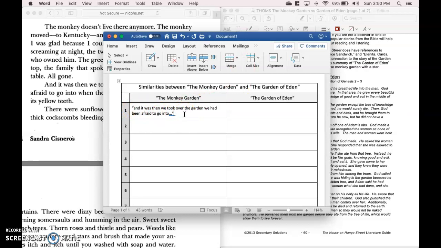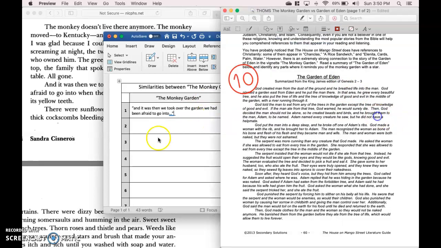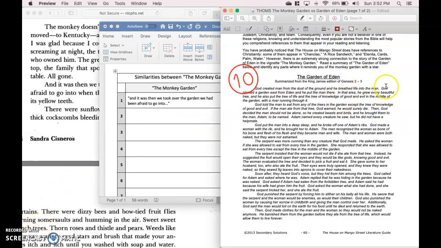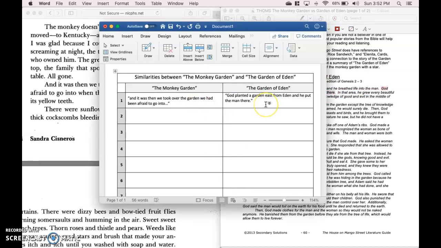Now I'm going to go to the Garden of Eden and look for a comparison to this quote in the Monkey Garden. Take this quote right here: "God planted a garden east from Eden and he put a man there." I'm going to add that into my chart. So here I'm showing a comparison: the garden that existed on Mango Street for the kids to play in, and the garden that did exist east from Eden where man existed.